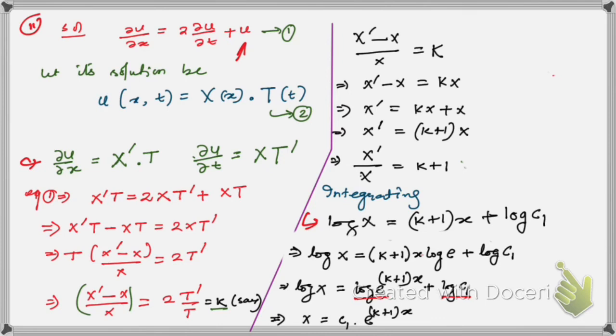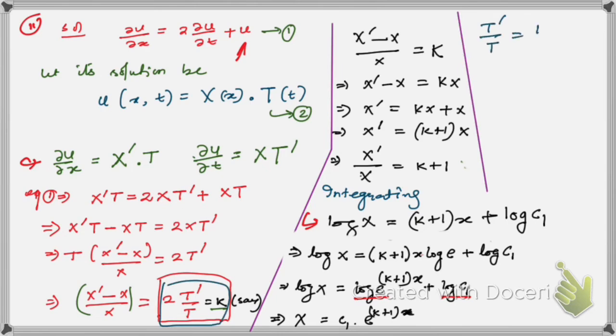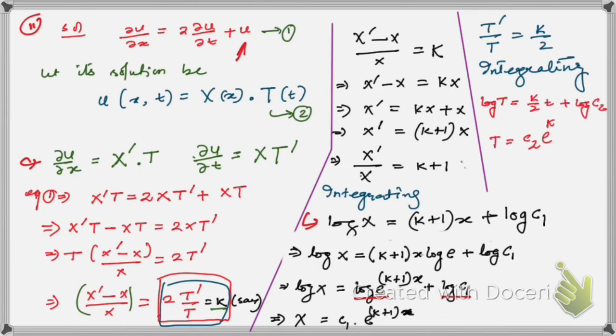Now let me clean this part here. So what you're gonna have now, you can equate this part. 2 T dash by T is equal to k. If you take this part, you will get this, right? Now again, if you integrate, you will get this result. Then T is equal to c2 e to the power kt by 2. So what we have done, we have compared this result with this result.